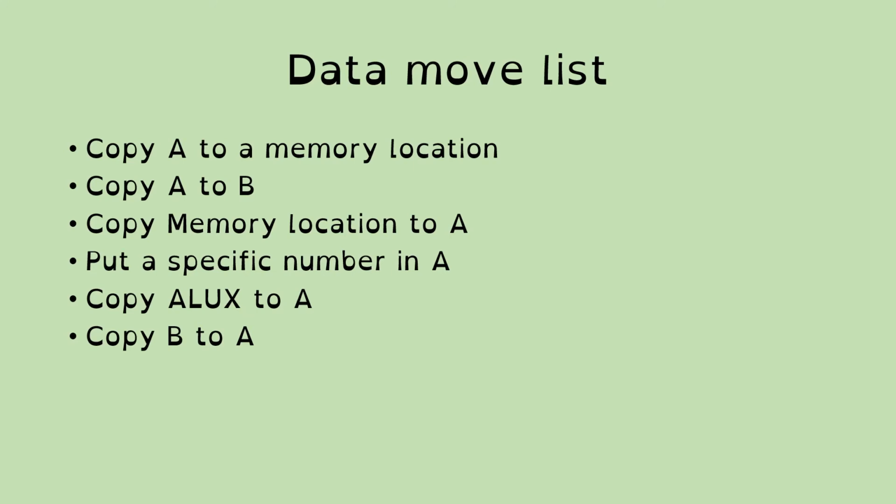Copying A to a memory location, copying A to B, copying a memory location to A, putting a specific number in A. That's another use of the data register, to put in a specific number as part of an instruction, and I want to store this in A. So this is how new numbers become part of the system. Copy ALUX to A, which is the output from the ALU, and copy B to A.